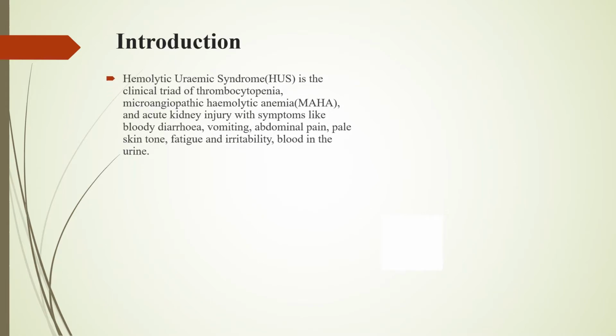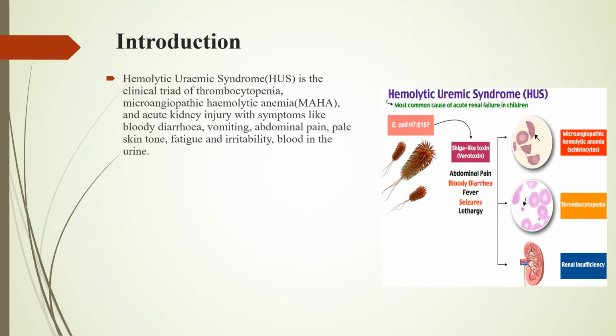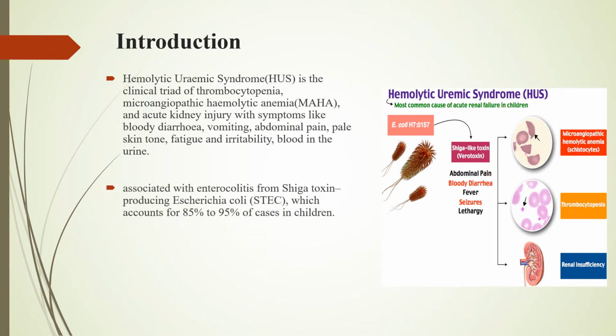Let's start with a brief background information about hemolytic uremic syndrome on the first slide. So hemolytic uremic syndrome is the clinical triad of microangiopathic hemolytic anemia, thrombocytopenia, and acute renal failure. As you can see on the right hand side, you can see three hallmarks of hemolytic uremic syndrome with all the signs and symptoms. And hemolytic uremic syndrome is divided into two different subtypes.